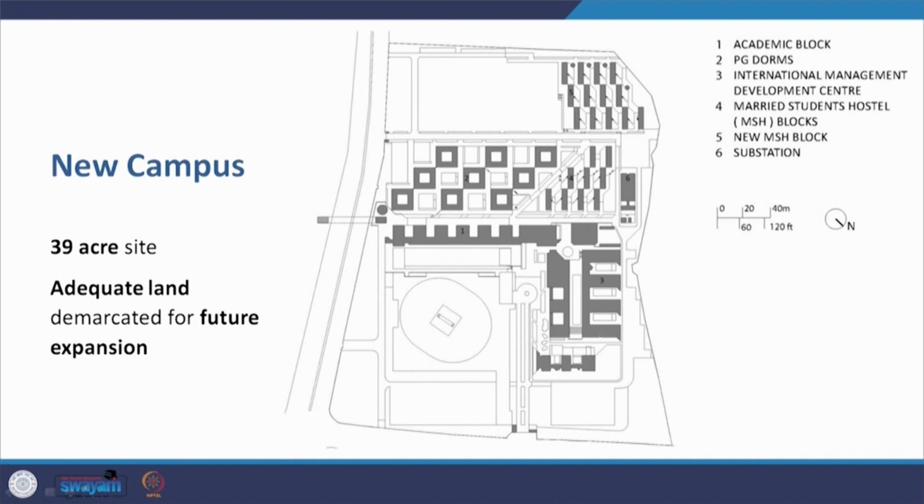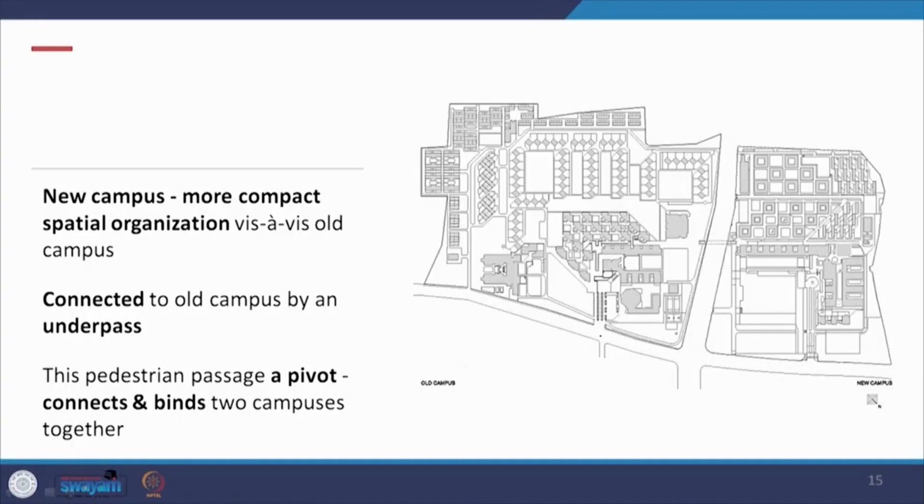The new campus is on a 39-acre site, about 40 to 45% of the 67-acre main campus. It is adequate land which was demarcated for future expansion, but because these facilities were to be provided, the new campus happens to be more compact in its spatial organization vis-a-vis the old campus. The two campuses are connected by this underpass, this pedestrian passage, which is a pivot that connects and binds the two campuses together.